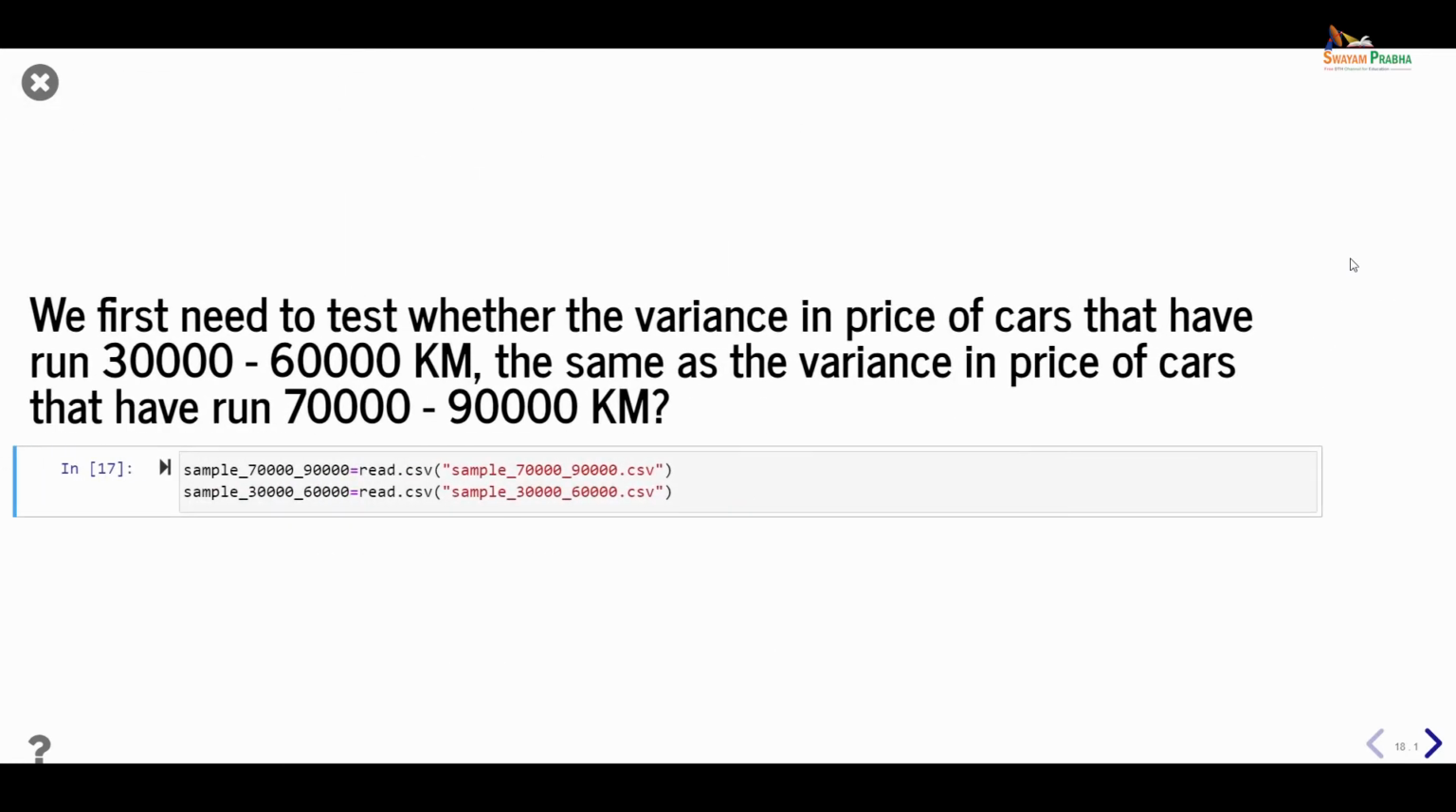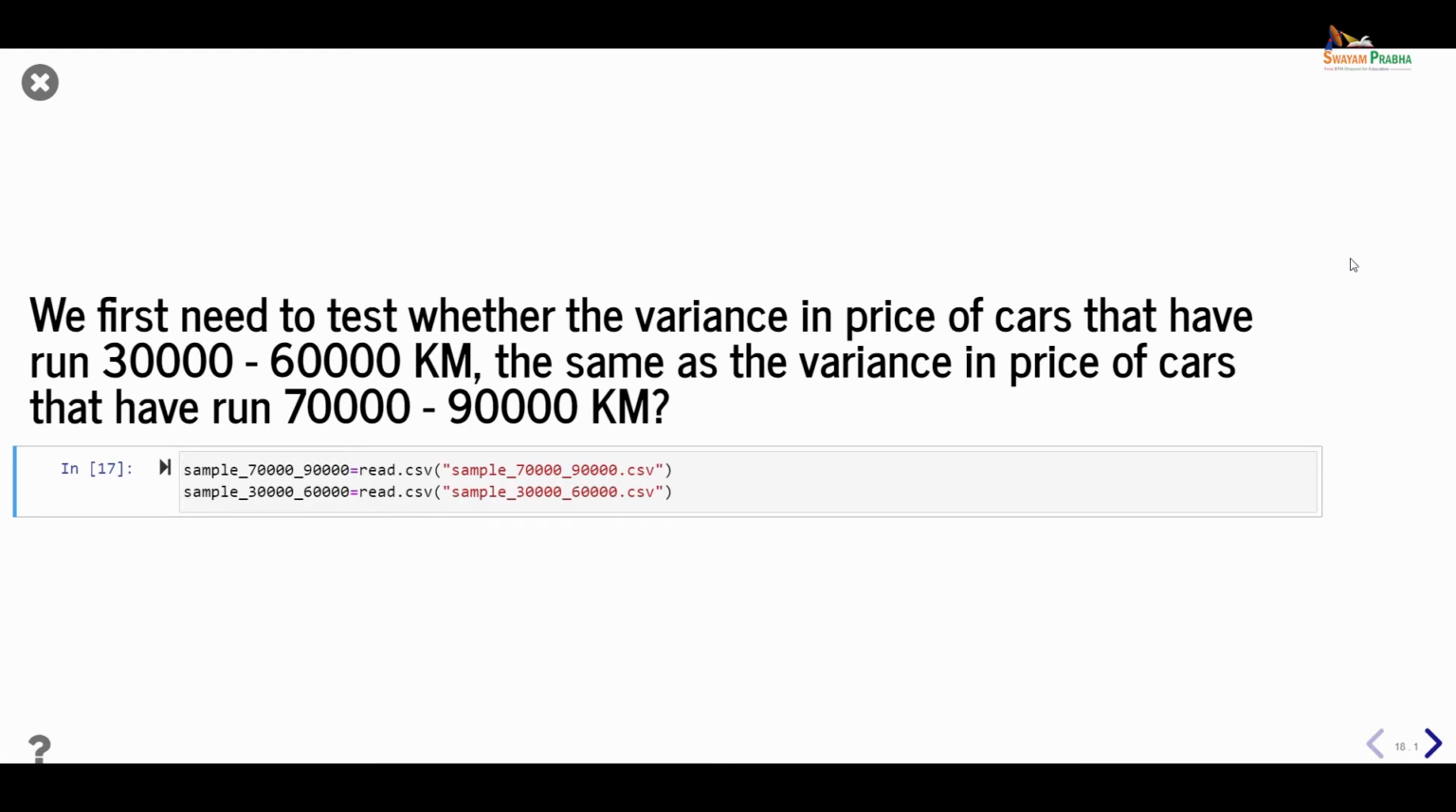First we need to test whether the variance in the price of cars across both these groups is the same or not. But before we move further, we need to read the sample files. You have been provided with two files. One has the records of all the cars which have run between 70,000 to 90,000 kilometers, and the other has all cars between 30,000 to 60,000 kilometers. Like the name of the file suggests, both of these are samples, and there are 500 samples in each of the files.